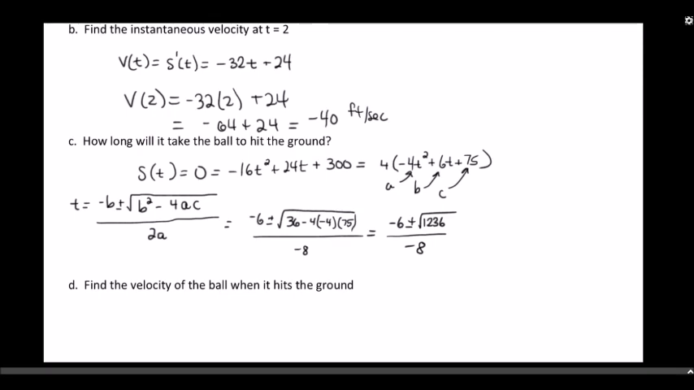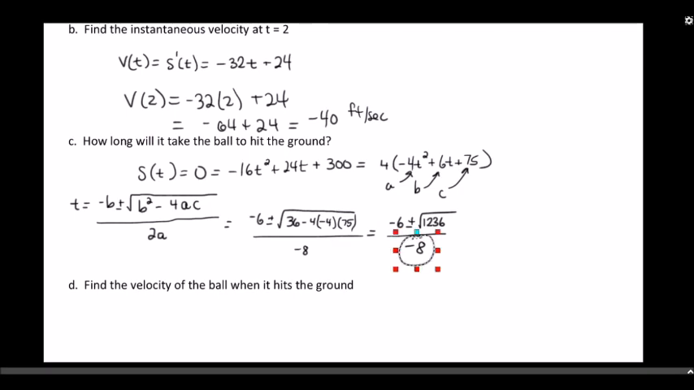Now if you remember from 1050, typically when you solve a quadratic equation you get two solutions. That's why we have this plus or minus here. But in the context of this problem, how long will it take the ball to hit the ground? We don't want two different values of time. What's going to end up happening if we were to solve this, we would get a positive answer and a negative answer. It doesn't make sense in the real world or in the context of this problem to have a negative value of time. We just want a positive value of time.